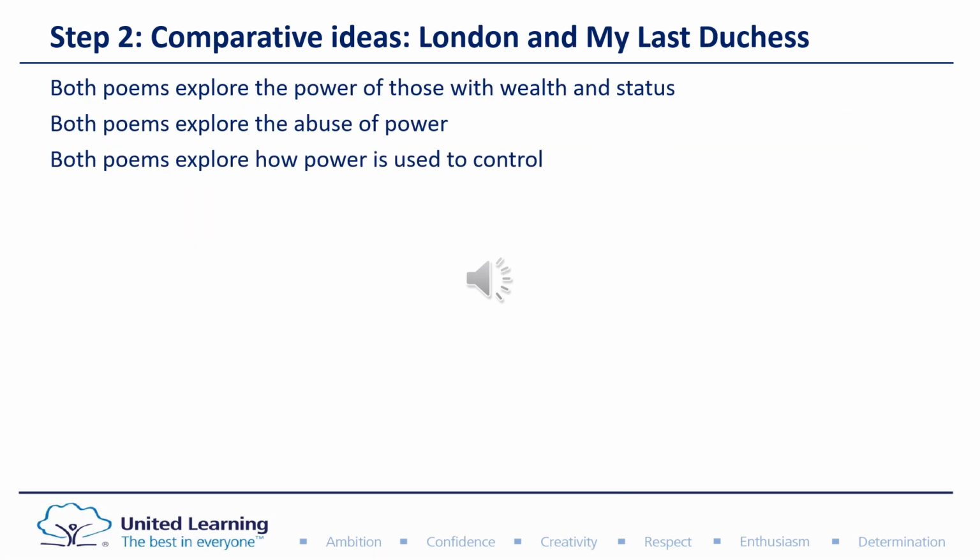There are, of course, a variety of poems that you could pick to compare with London that explore power and control. To give you an example, one such poem could be My Last Duchess. Three ideas that you could explore: both poems explore the power of those with wealth and status. Both poems explore abuse of power. Both poems explore how power is used to control.